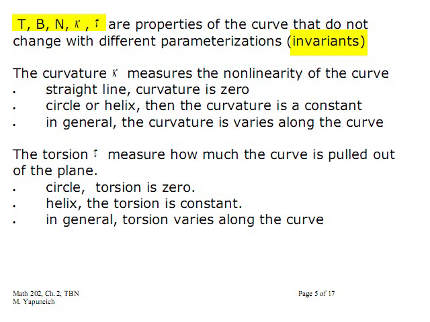To give you an idea of what this curvature is, curvature measures the nonlinearity of the curve. If you think again about the roller coaster, it measures how you're moving laterally. So if you're moving along a straight line, you're not moving laterally at all. In that case, the curvature is 0. For some curves, such as a helix or a circle, the curvature is a constant. But in general, the curvature varies as you move along the space curve.